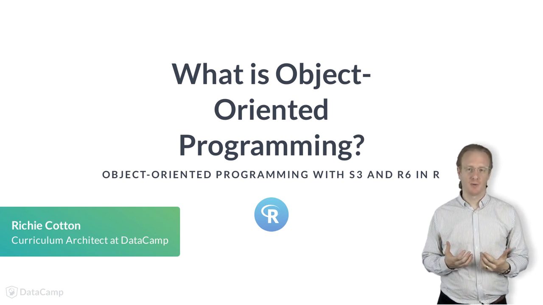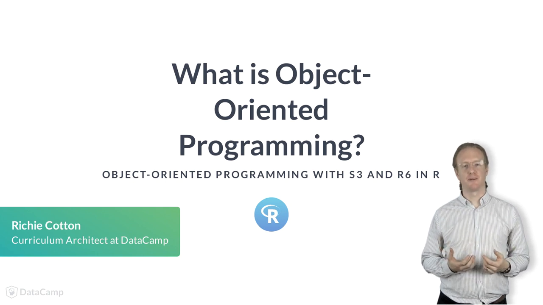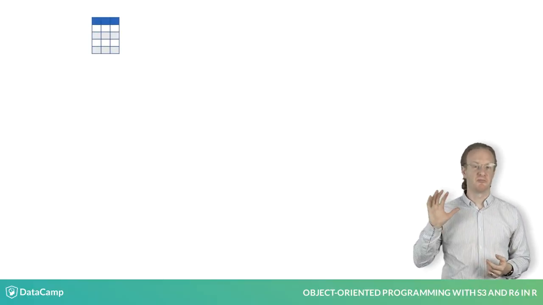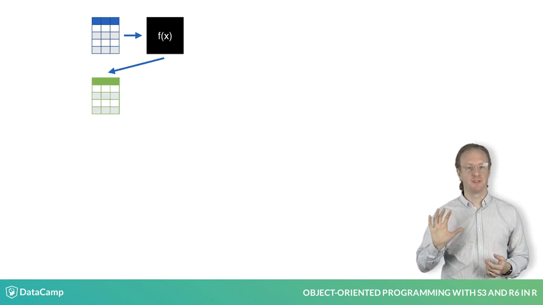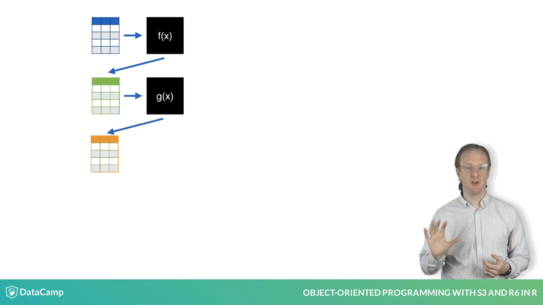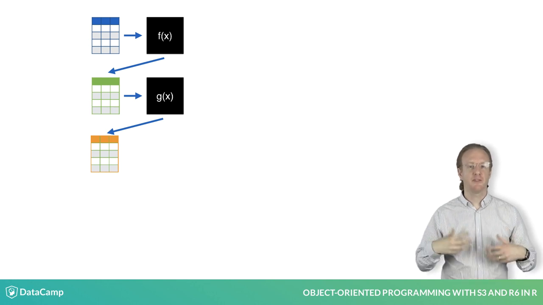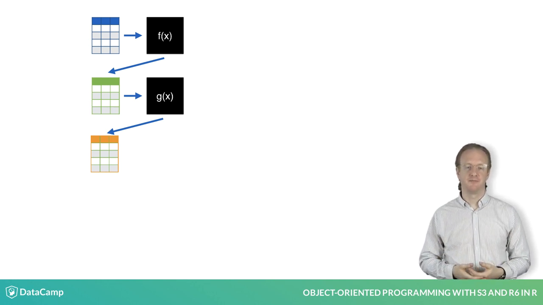Most of the time when you work with R, you use a functional programming style. That is, you start with some data. To manipulate it, you apply a function. This returns some new data. Then you apply another function and you repeat this until you get an answer.